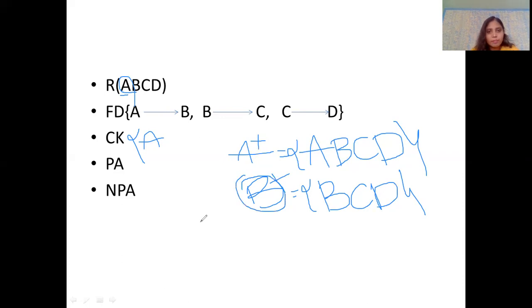Next, I'll go check C. I have to find C's closure. I'll represent it using C plus. Since it obeys the reflexive rule, I will write C in my list. I'll go check in the FDs whether C is determining any other attribute. Yes, C is determining D. I will be writing D in my list. Now I have to check whether D is determining any other attribute. No, I don't have any FD that is determining any other attribute. So I will be stopping at this point. So I have got only CD. I have not got A and B, which are not determined here by C. So my candidate key list will not contain C.